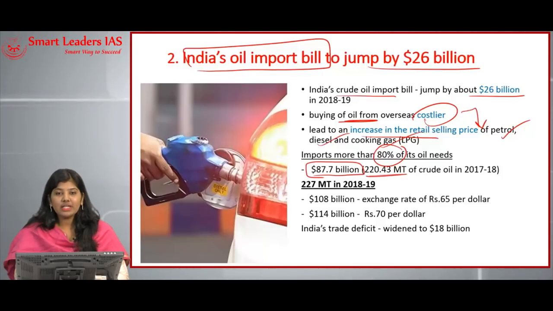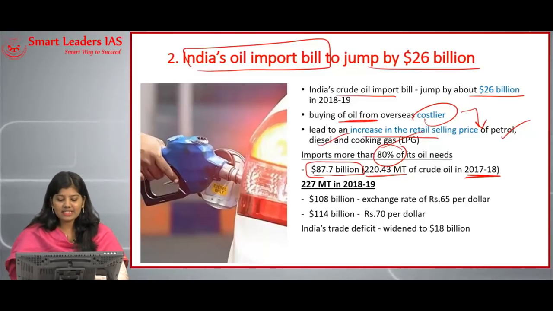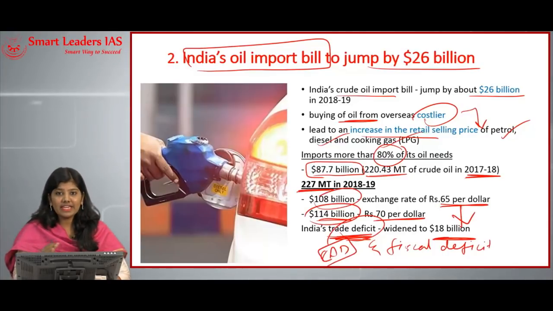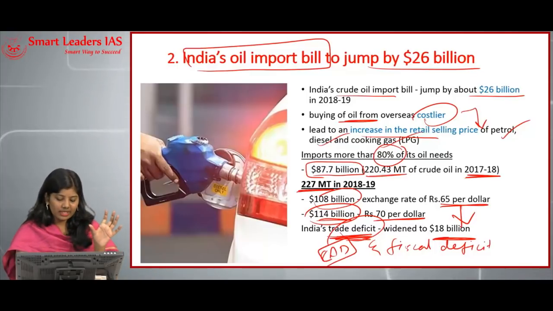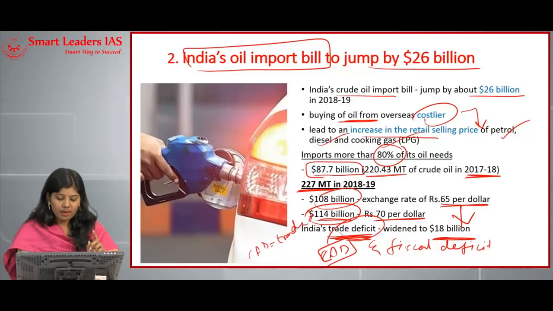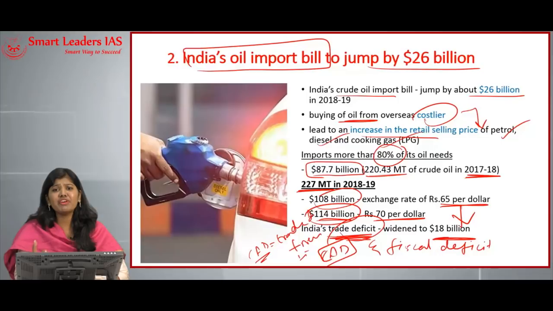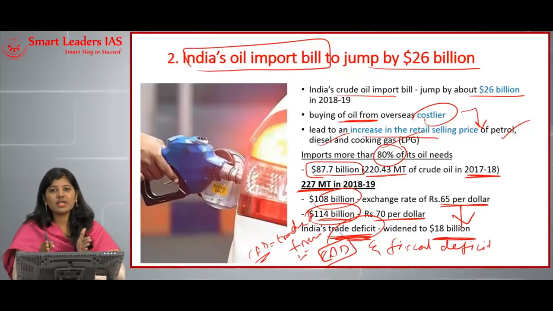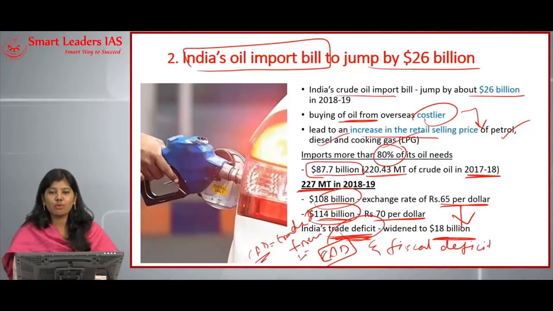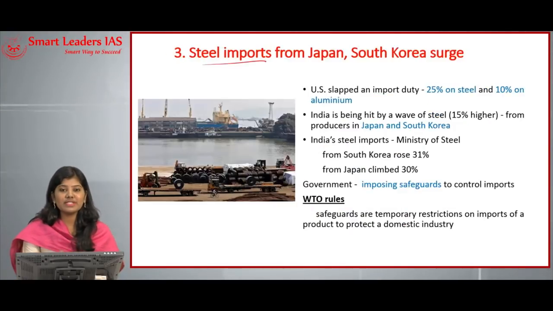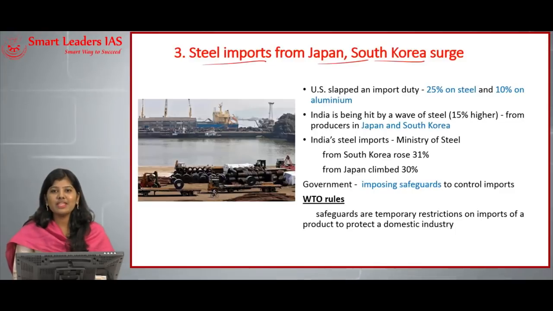Because we need 220 million ton of crude oil from other countries, this was the need in 2017. But now in 2018, our need has increased to 227 million ton. The CAD, which is the current account deficit of a country, is a major component of trade deficit. So CAD is also dealing with imports and exports. If a country's import is more than the export, then the CAD is getting widened. If export is more than the import, then the CAD is reducing, which means CAD is in surplus.